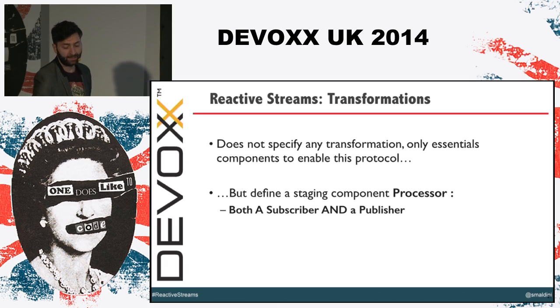And something that is not defined by the reactive streams specification is transformation. When you think about streams, you think about operations like mapping, aggregating, windowing; these kinds of operations apply directly to the stream. But the reactive streams specification does not specify any of these transformations. It's up to the implementation to implement them. But reactive streams has a dedicated component for operation chaining called a processor. A processor is in fact a publisher and a subscriber.